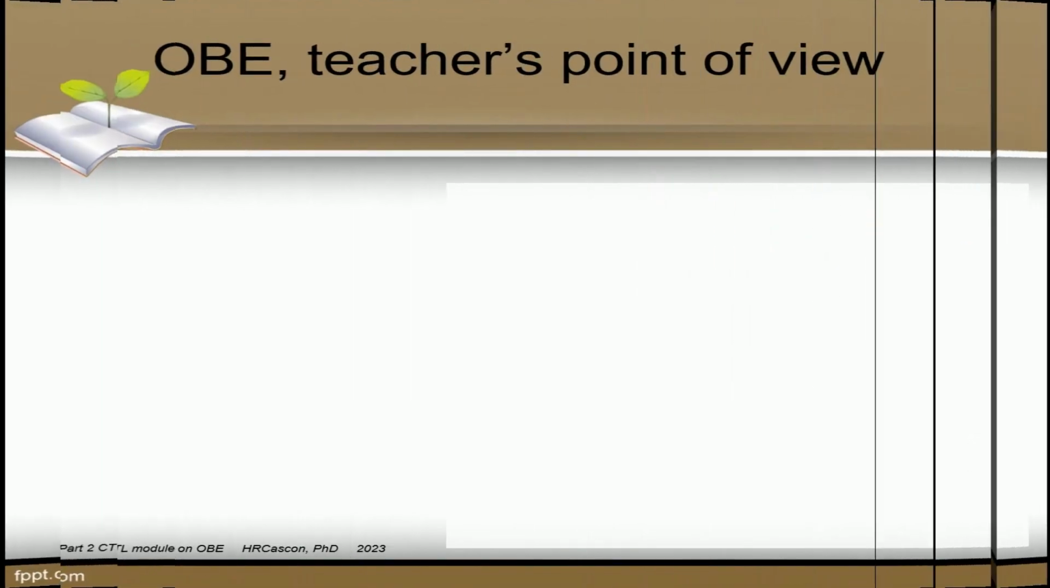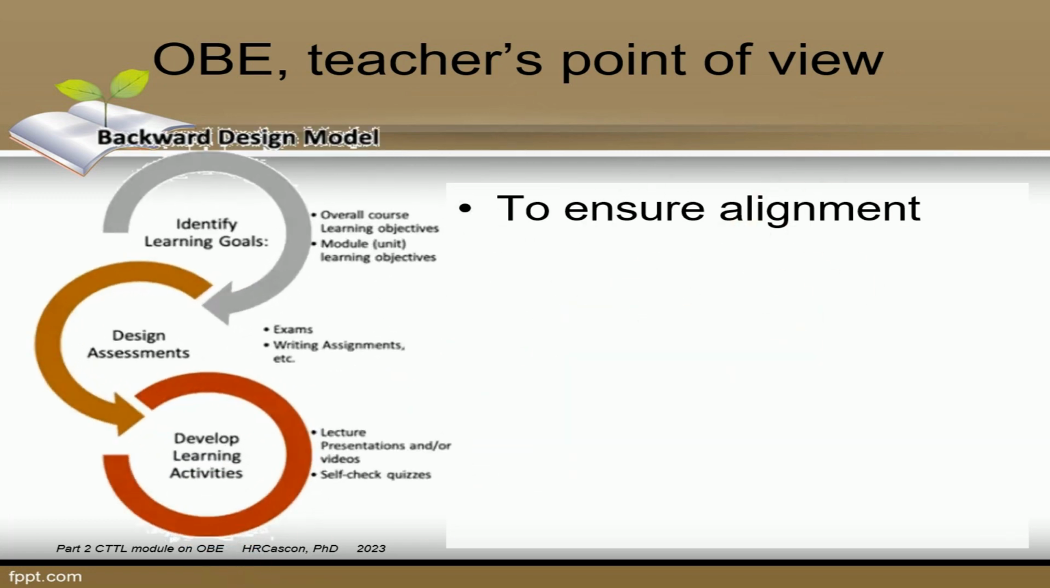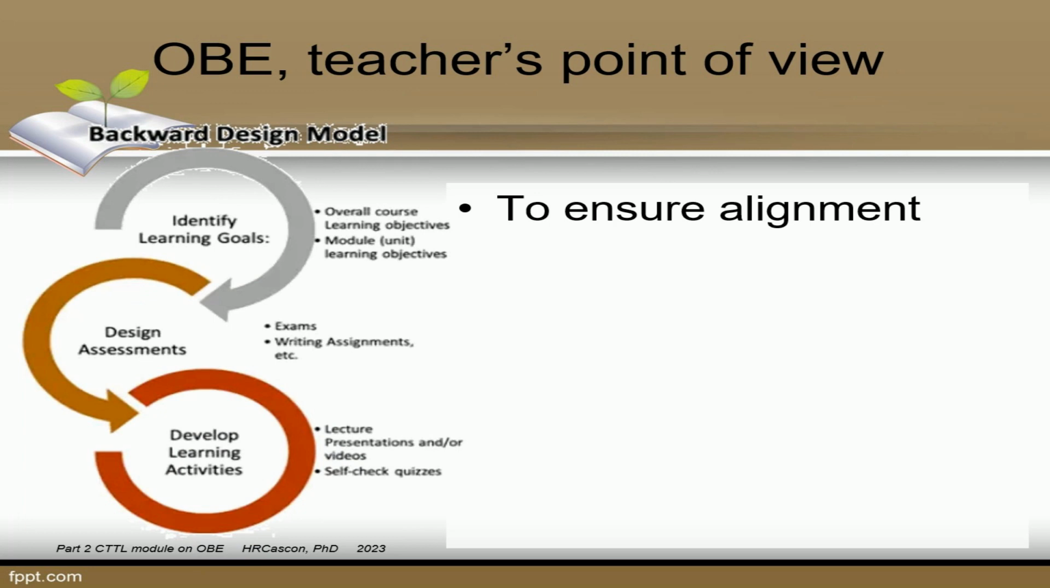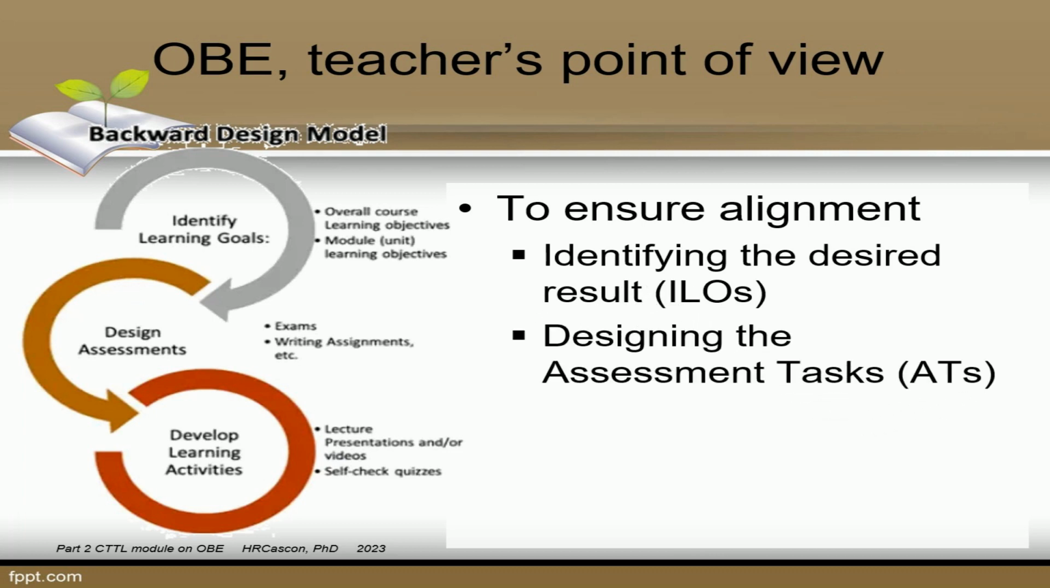The alignment between intended learning outcomes, teaching learning activities, and assessment tasks helps create a coherent and purposeful learning experience for students. To do this, the backward design model can be used. The general procedure follows the sequence of 1. Identifying the desired result or the intended learning outcomes, 2. Designing the assessments, and 3. Developing the teaching learning activities.